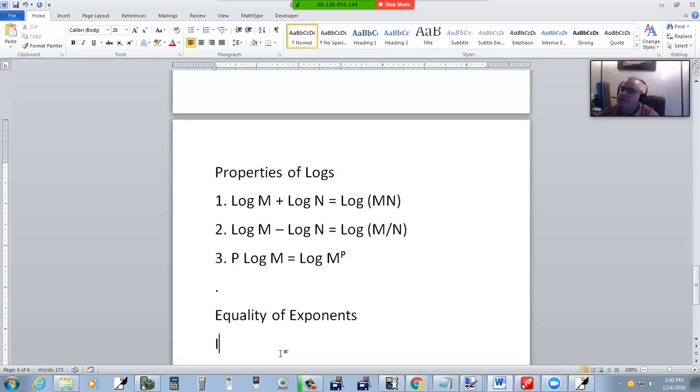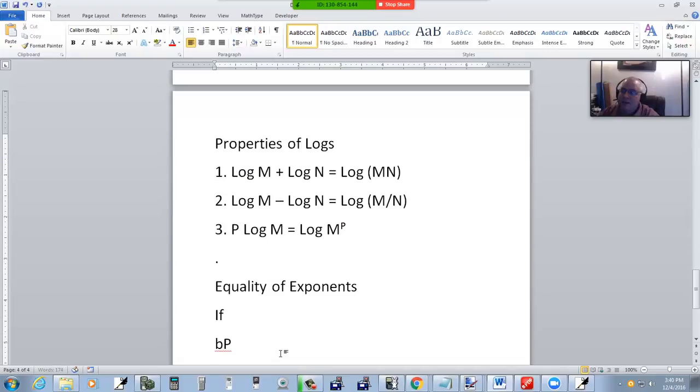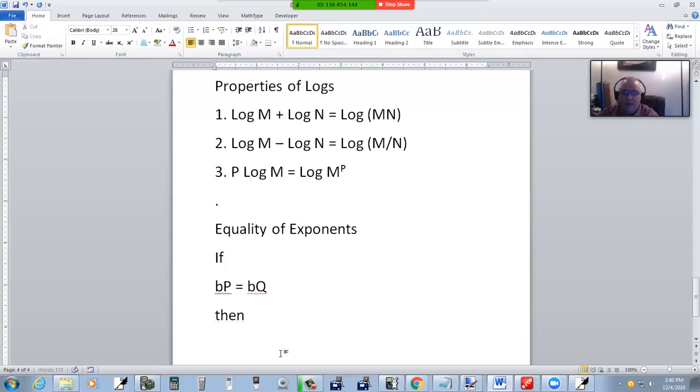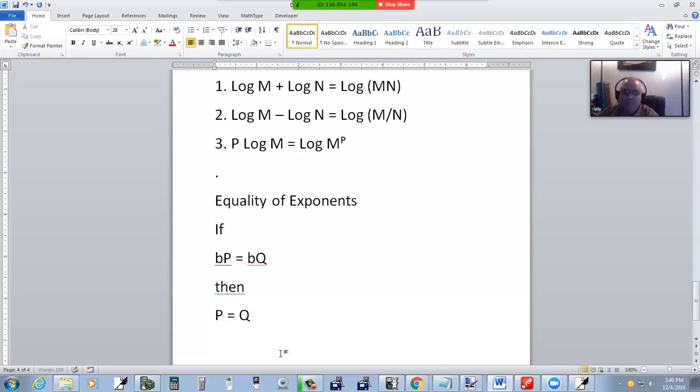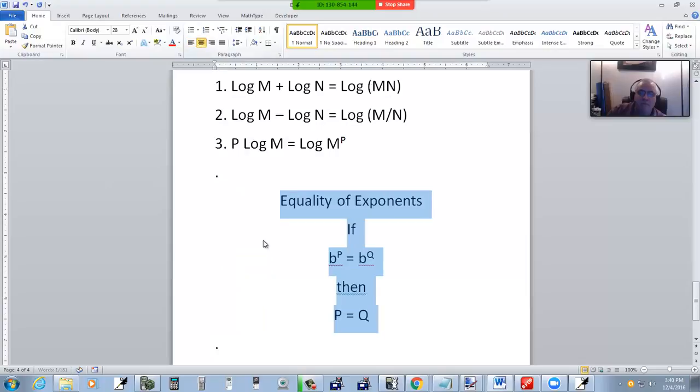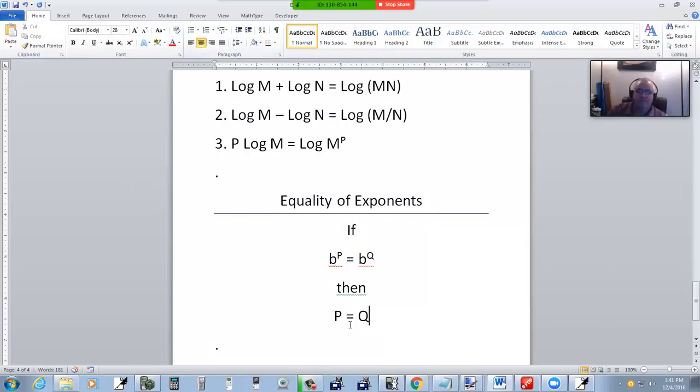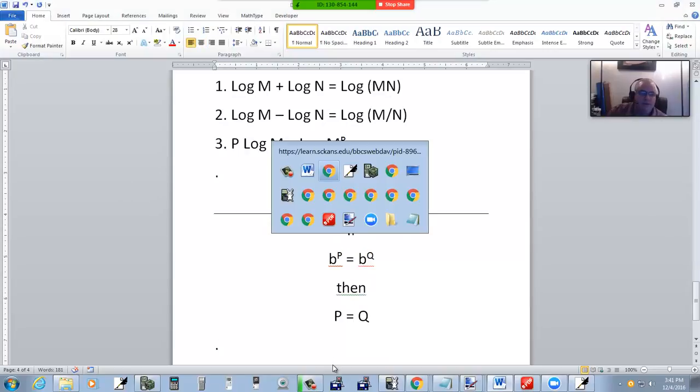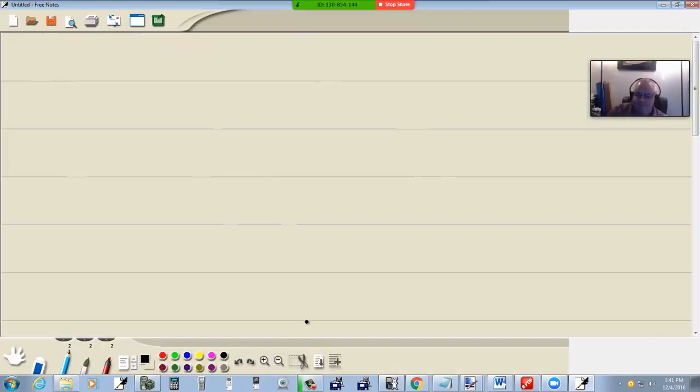And this says if b to the p is equal to b to the q, then p is equal to q. And these should be powers. Very simple idea. Sometimes it's not so simple getting it in the right form.